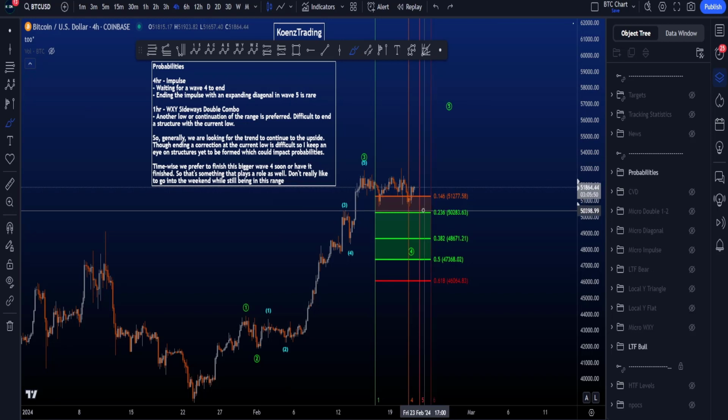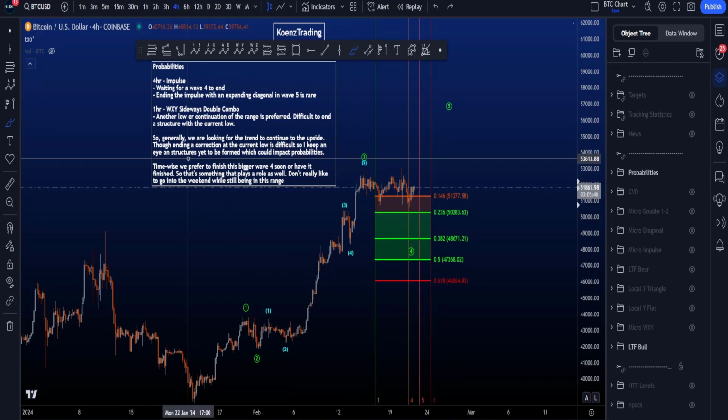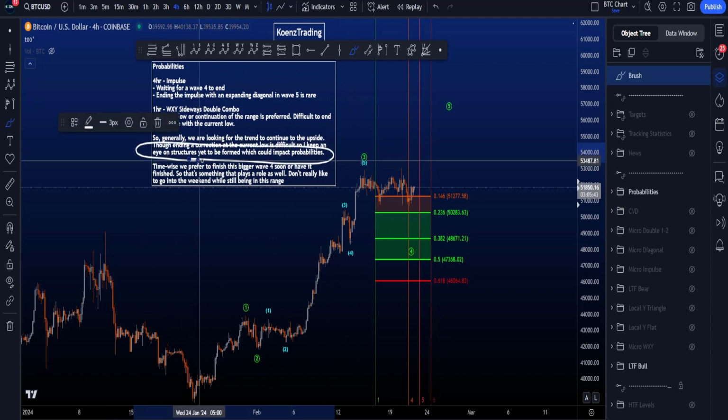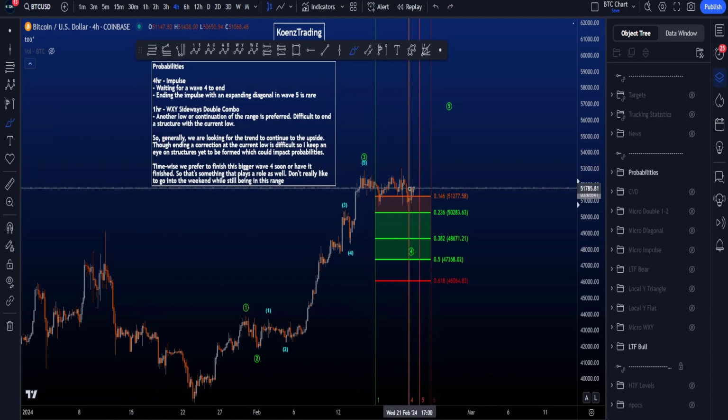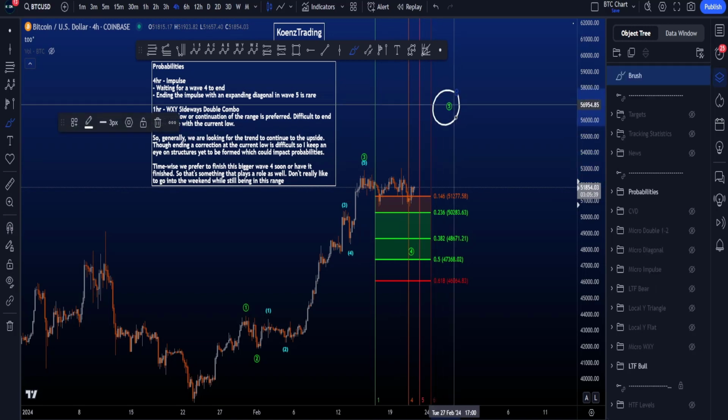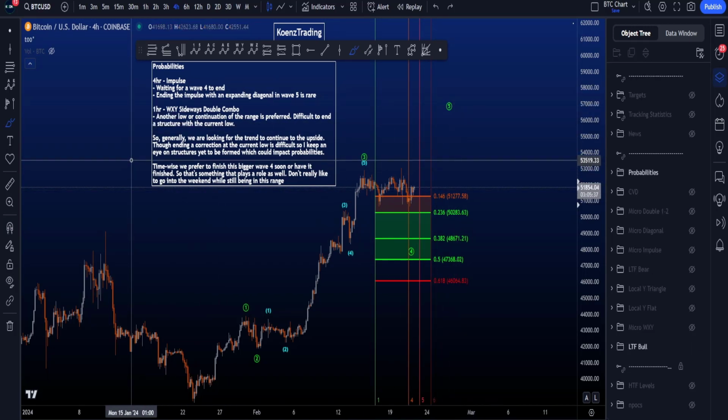Though ending a correction at the current low is not very easy, we do have the bullish CVD, so we keep an eye on structures that are yet to be formed, which could change the probabilities very locally for continuation to the upside, looking for a 5 before the weekend.